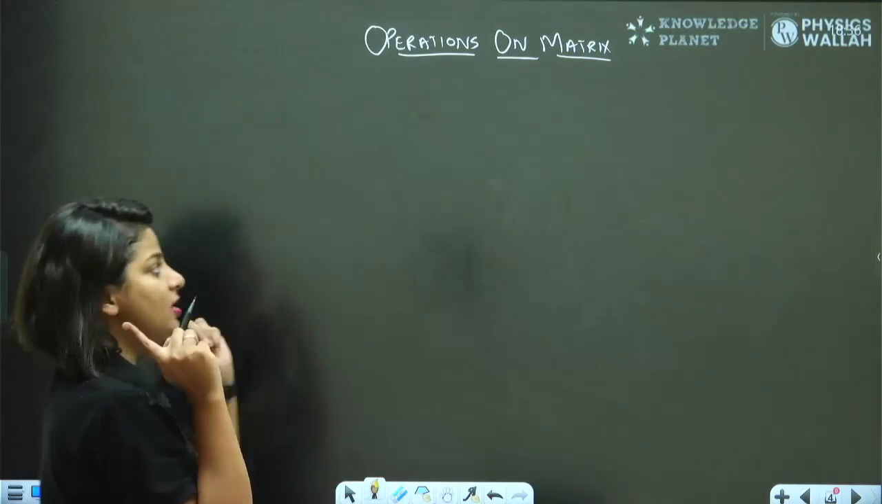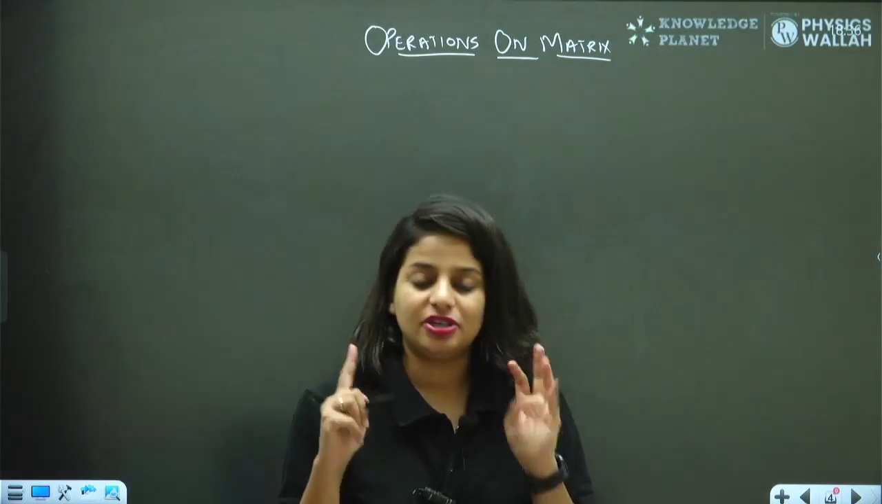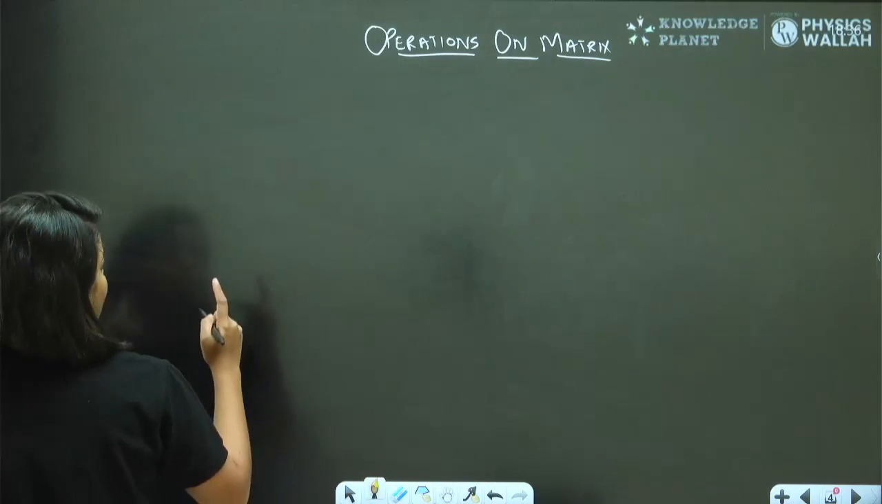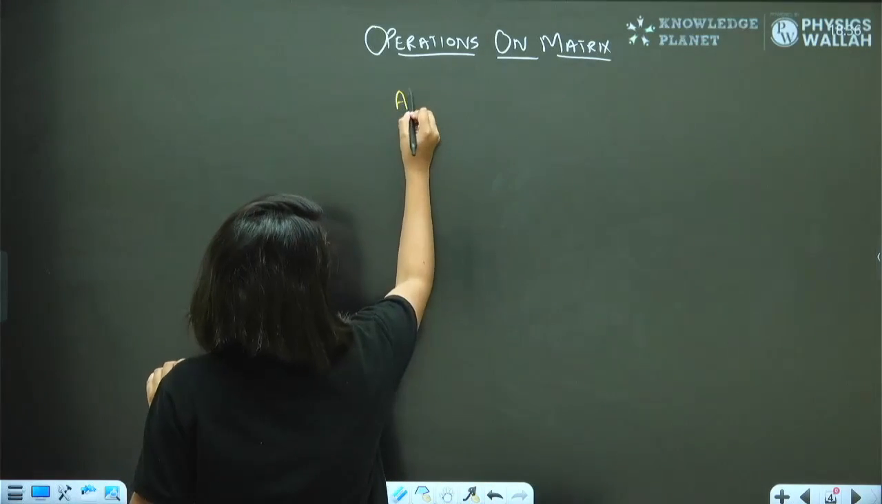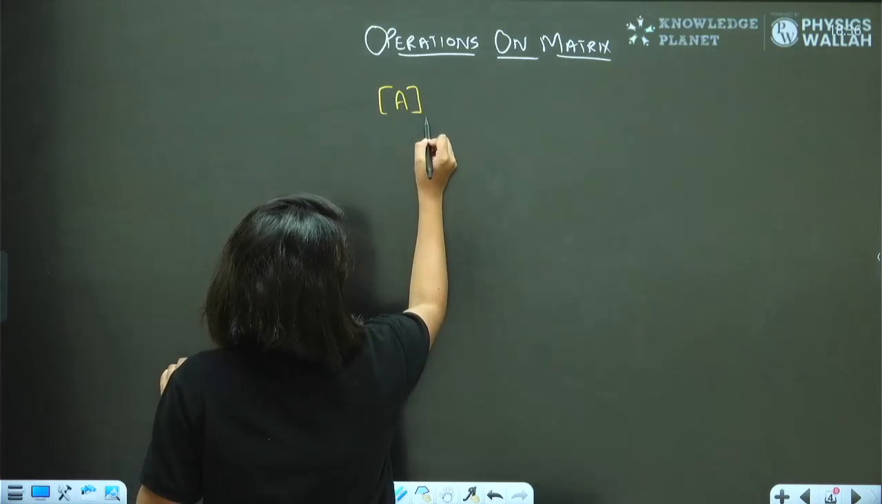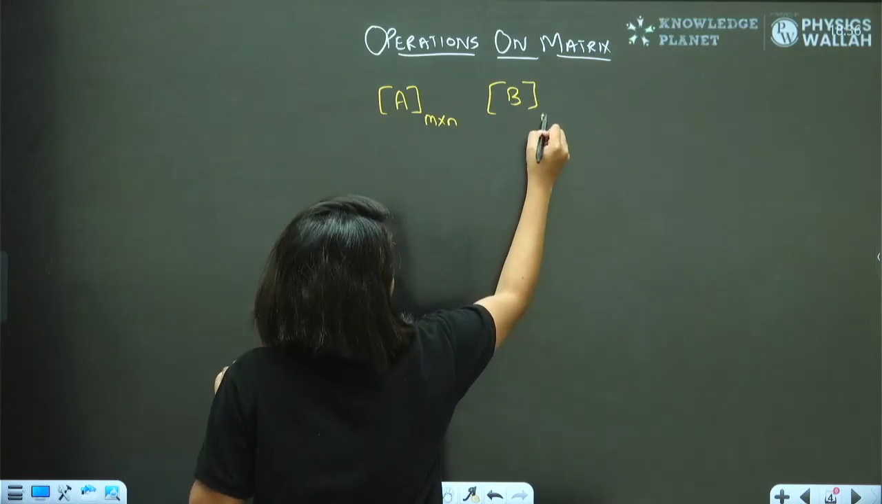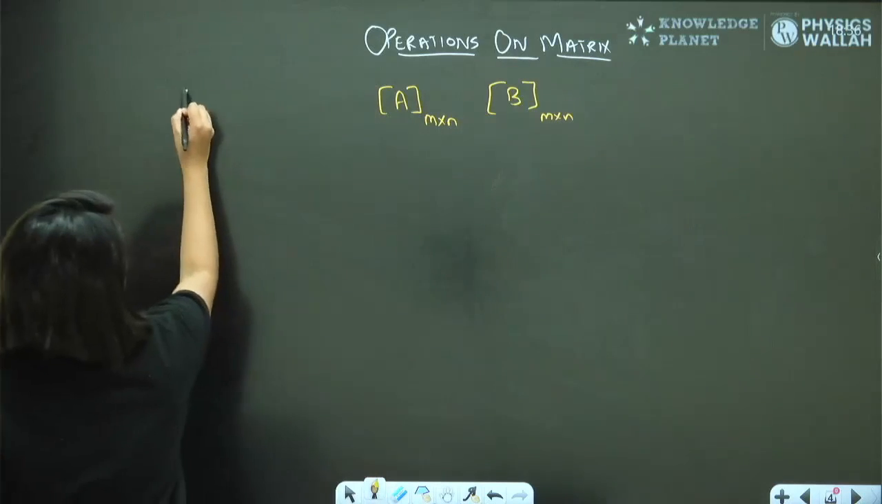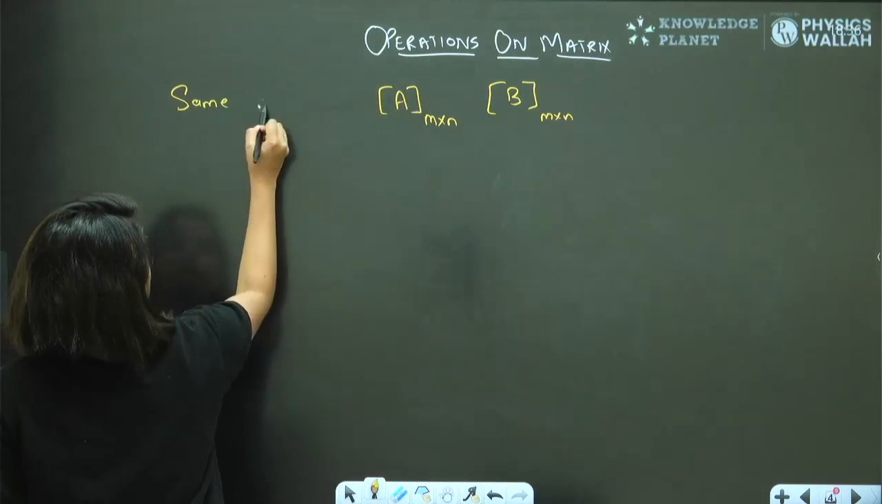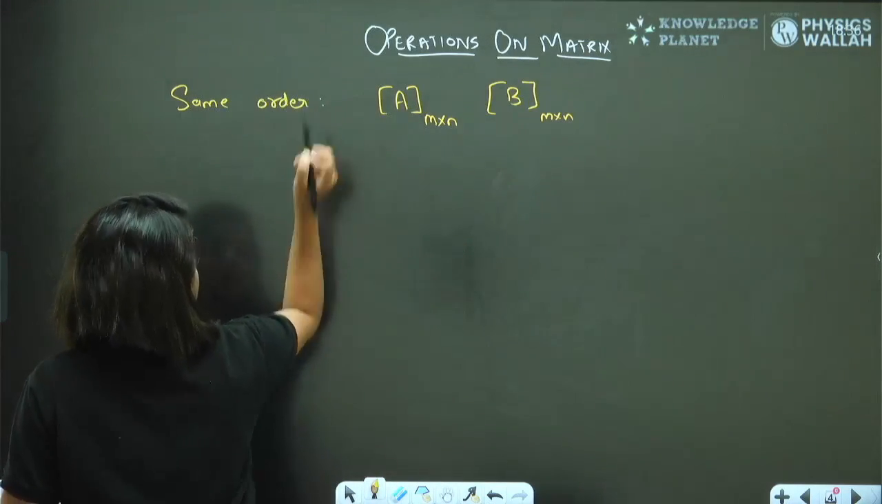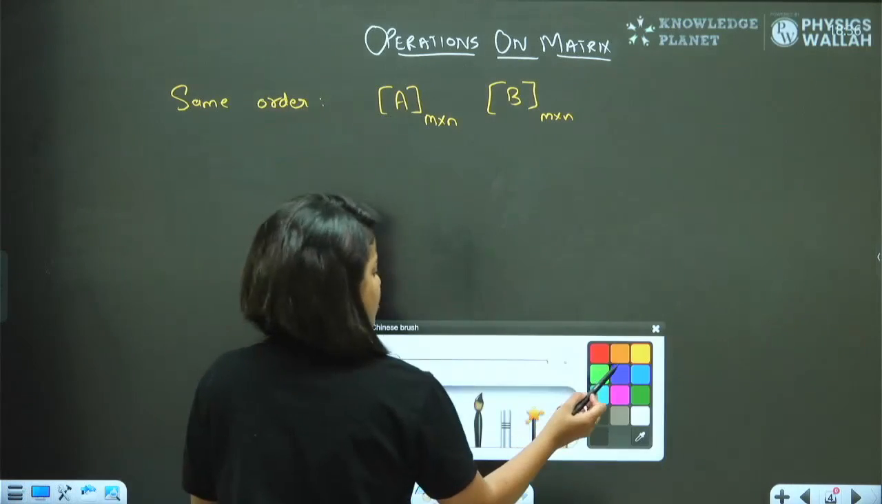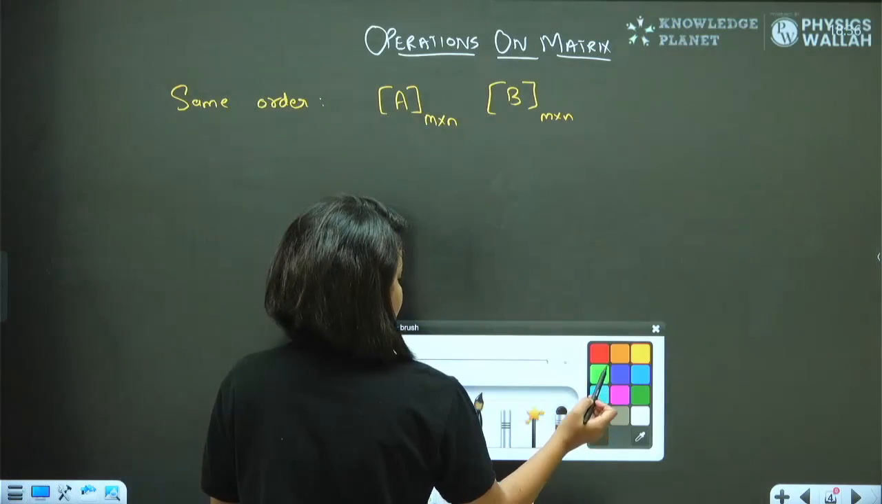So remember, these operations on matrix are only possible when two matrices are of the same order. That is, when A has an order m by n and B also has an order m by n. Right? When the orders are the same, you can perform these operations. What are the operations? Let's list them down.